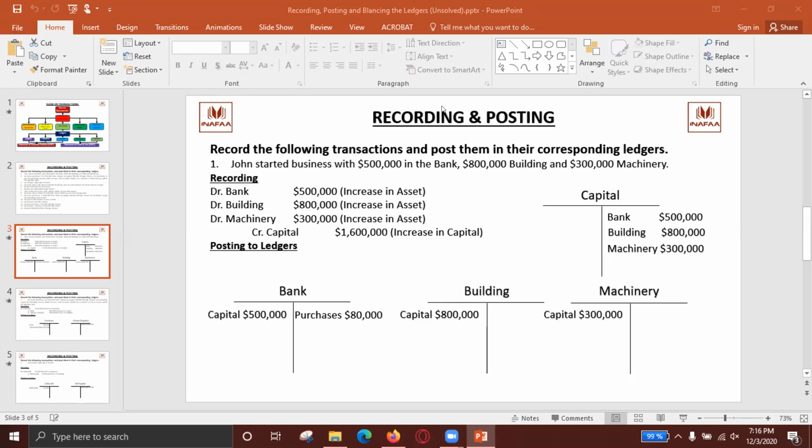Okay, so there are three types of asset which are increased in the business, and whenever asset increases, it's a debit entry. We will record it as a debit entry. So I will record debit bank, name of asset is bank, $500,000, name of asset is building, debit. I will also pass that entry as a debit entry because an asset has been increased. $800,000. And the third asset which is increased in the business is machinery. So I will write debit, the name of asset machinery, and the amount 300,000, and the reason is increase in asset. And as all these assets are initial investment by the owner, so I will pass a credit entry as a capital 1.6 million or $1,600,000 increase in capital, because whenever capital is increased, it's a credit entry.